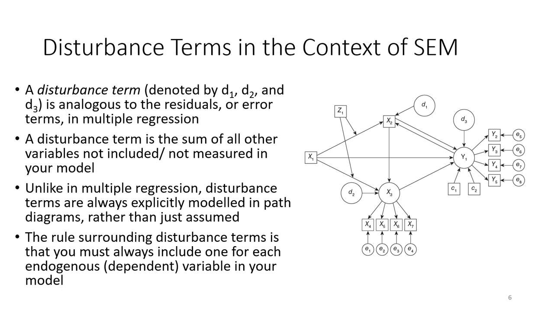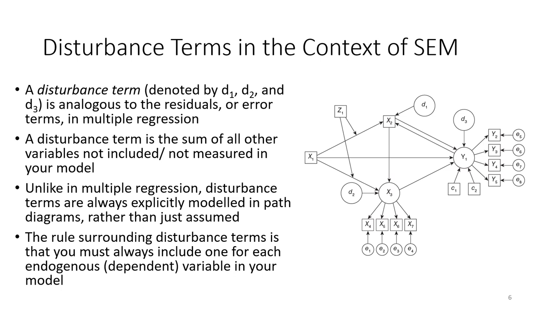So anytime a variable is endogenous, whether it's an observable variable or an unobservable latent variable, you will need to explicitly model a disturbance term. And what that disturbance term tells you in the context of this model is that it is the sum of every other variable that hasn't been included in your model, primarily because it hasn't been measured. You can't measure and incorporate everything. So these disturbance terms are telling you that there may be an effect of X1 on X2, but any number of other variables can also have an effect on X2.